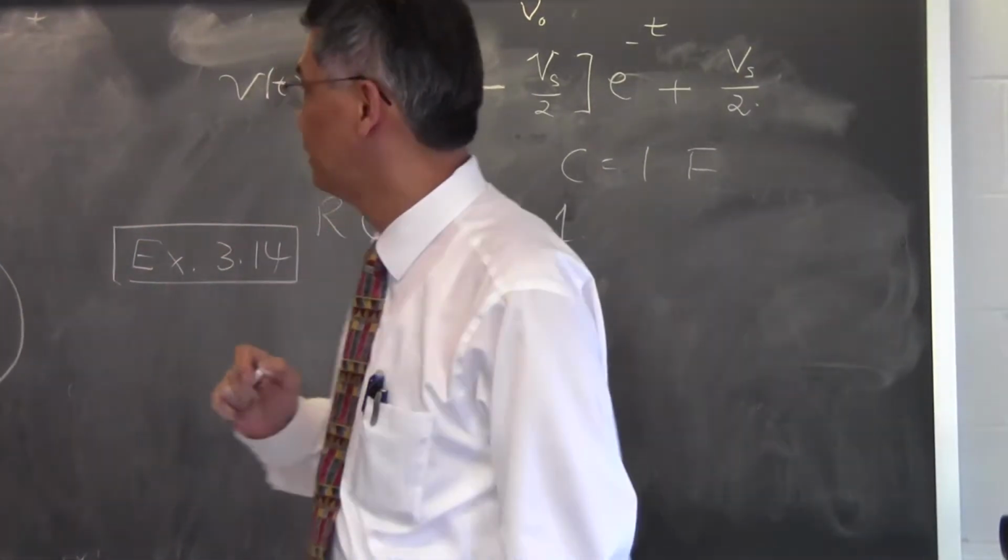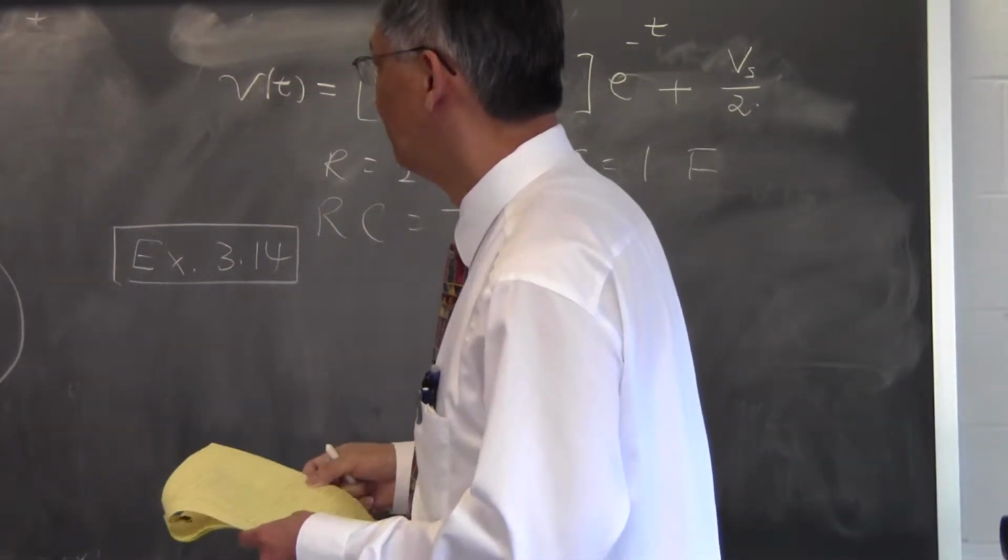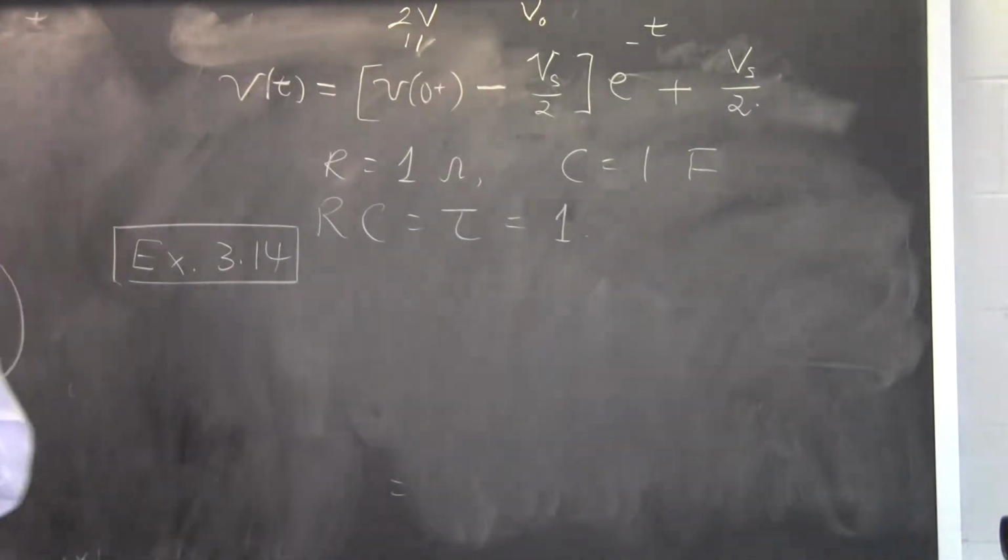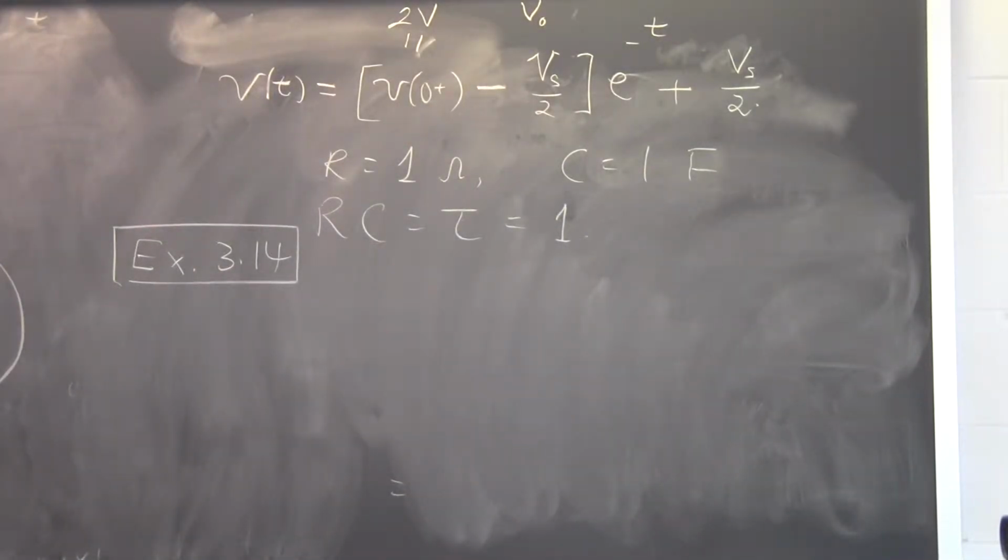Okay? In this example, you were asked to find the two currents, I1 of T and the other current I2 of T. I2 of T is a current going down in that direction. How would you find them? Say, after having solved this problem, how do you find I1 of T and I2 of T?